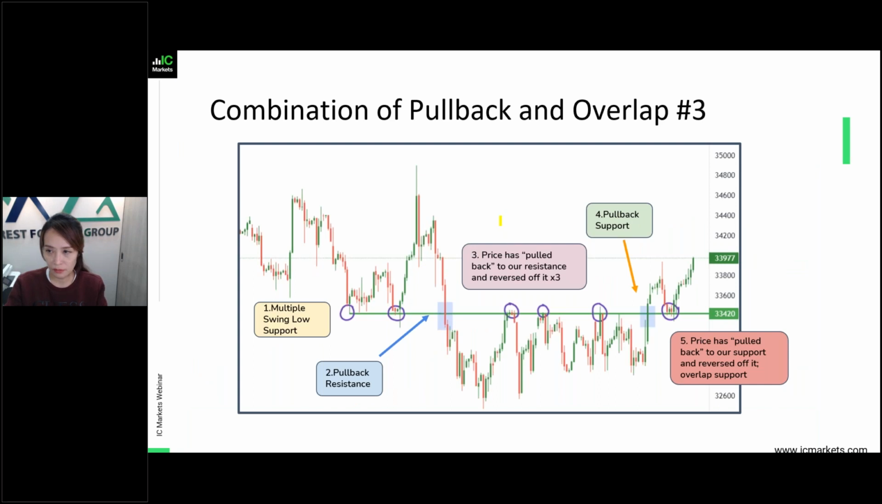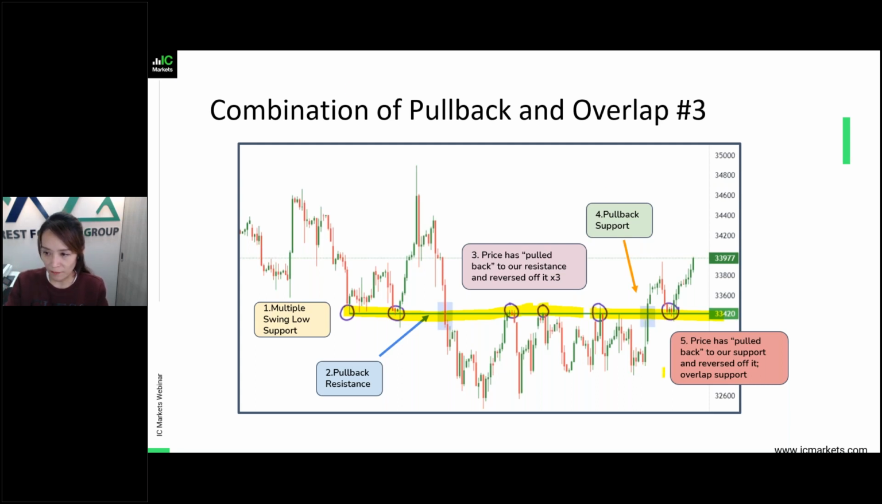What about this? For example, here we know that this is a very strong multi-swing low. Here you draw like that, right? Multi-swing low. Once the price breaks below, we wait for price to pull back at the resistance. Support becomes resistance. Once the price pulls back, it becomes our overlap resistance level, which means price has pulled back to our resistance and reversed off 3 times, like 1, 2, 3 times.